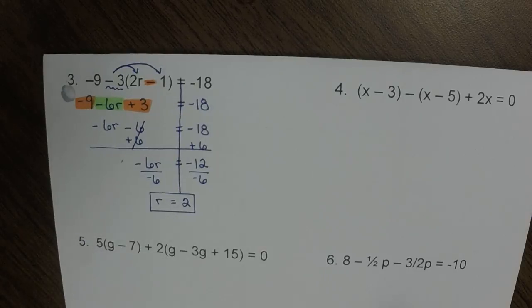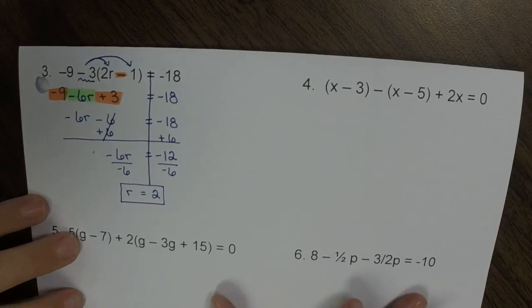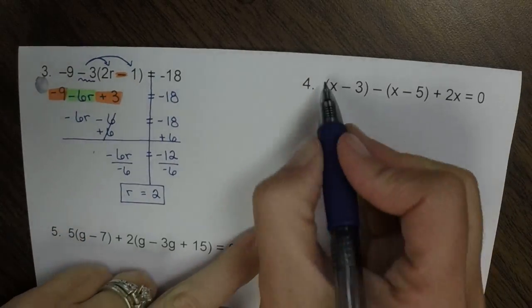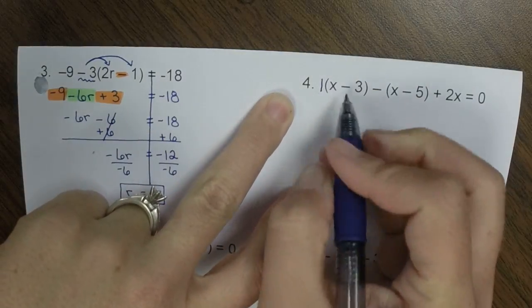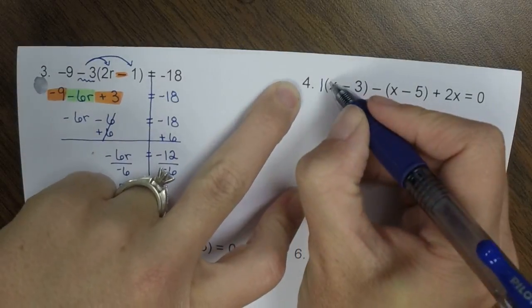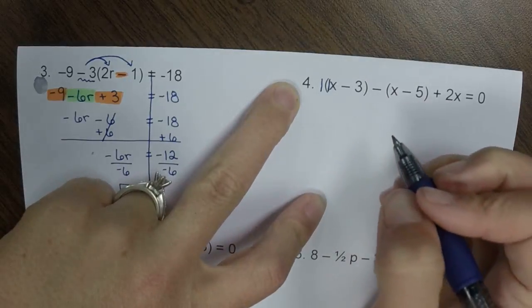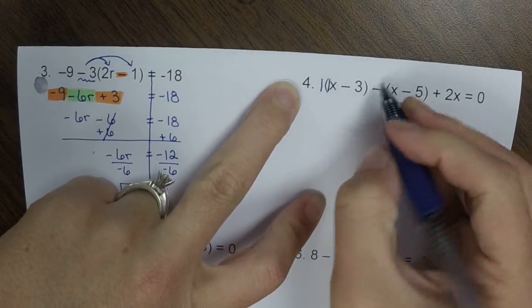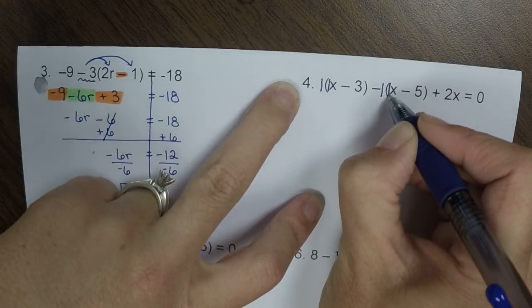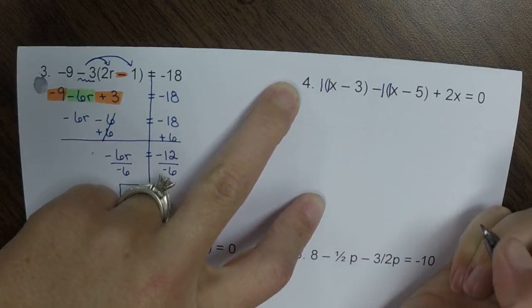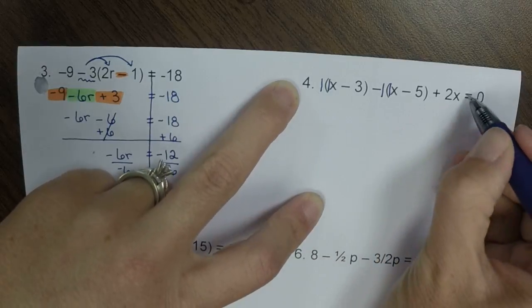All right, so I'm going to start you off on number 4. On number 4, remember there isn't anything out here, so it's a 1. Same thing, a variable by itself represents a 1. Here's a negative by itself, so this is a 1. And another x by itself, which is a 1. So I draw my line.